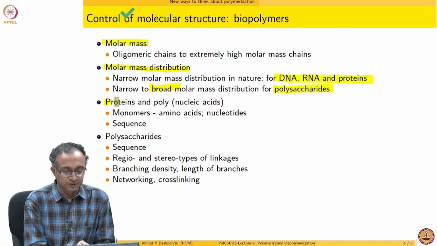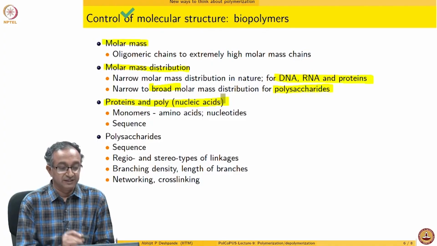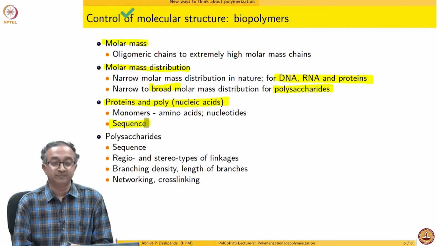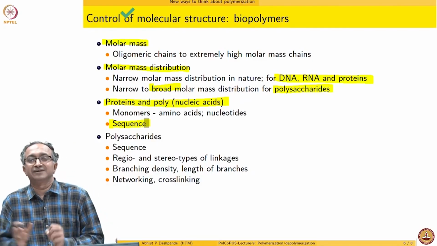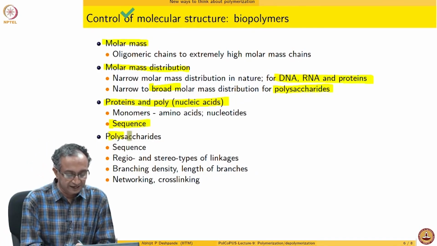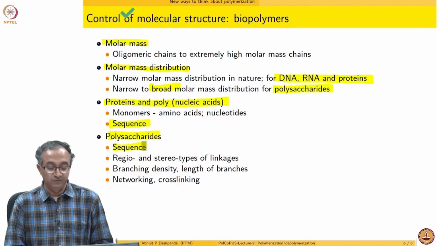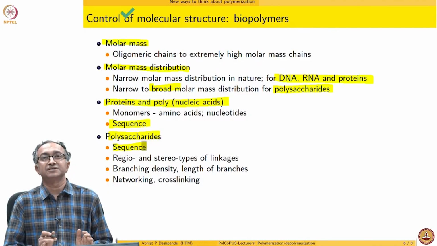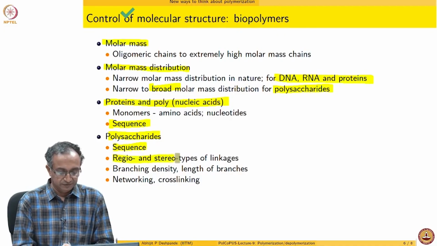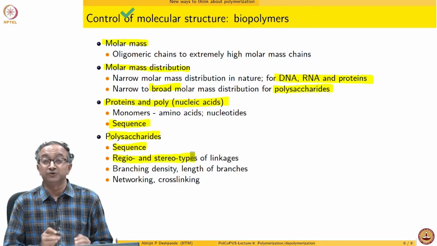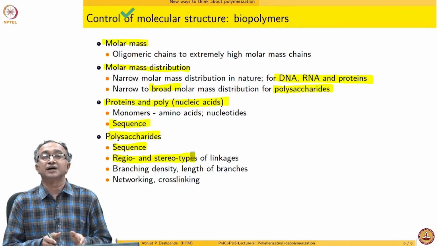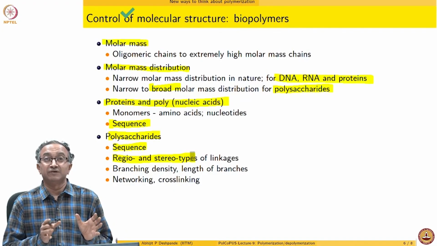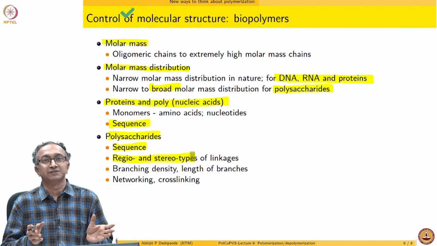So as far as proteins and polynucleic acids are concerned, the control required is in terms of sequence. We have a set of monomers which are amino acids and nucleotides, and they have to be stitched together in a particular sequence. When it comes to polysaccharides, not only do we have sequence, we also have a variety of features in terms of geometric linkages. So there is a very good diversity, and this is something which we will look at later in the course. There is a diversity of linkages which are possible.